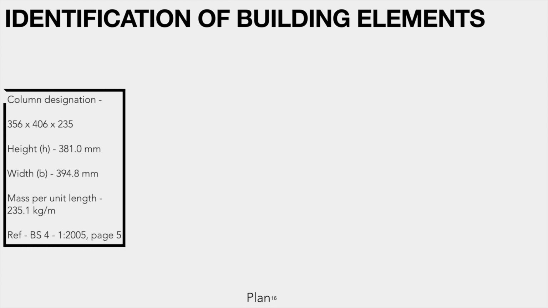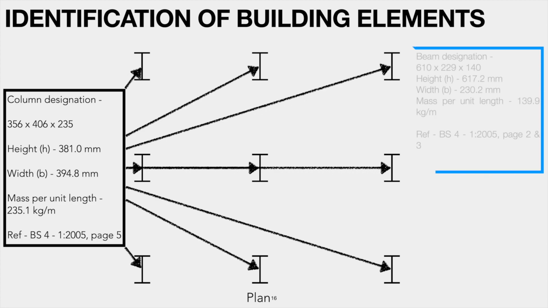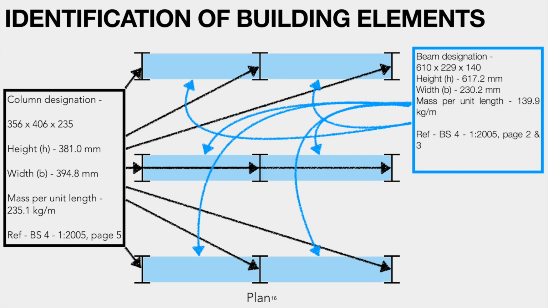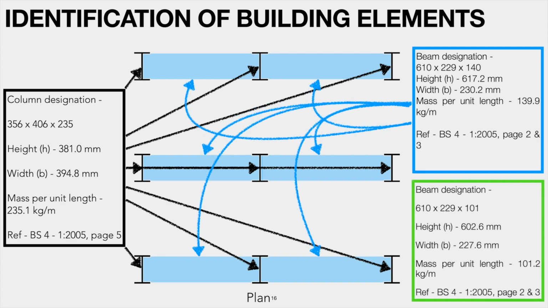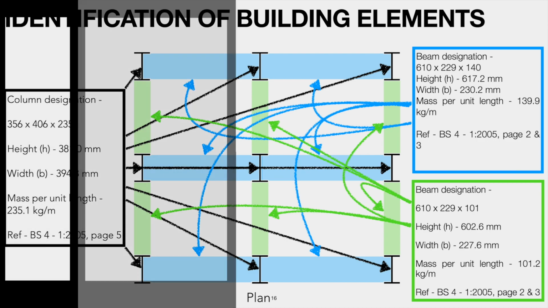The shown image is the plan view of the building, and the elements used are as follows. 9 numbers of 356 by 406 by 235 structural steel members are used as columns for this building. 6 pieces of 610 by 229 by 140 structural steel members are used as one type of beam and the other type is 610 by 229 by 101. Also the basic parameters of those steel elements are shown in the illustration.